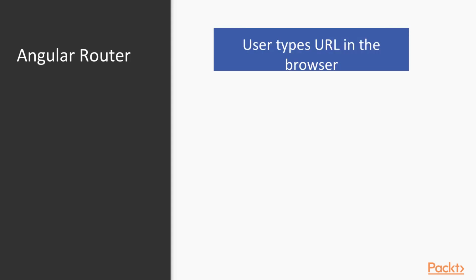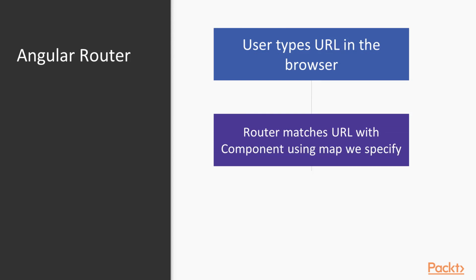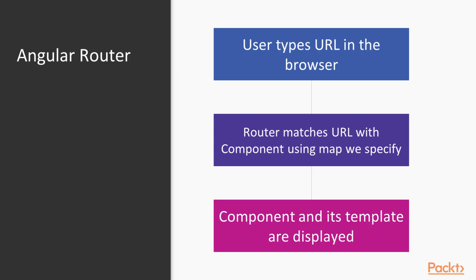Angular router basically works in this way. The user types a URL in the browser, then this URL is matched with a component. This matching is based on a URL to component map that we need to specify in the app module. And later, when the router finds a matching component, it displays it.